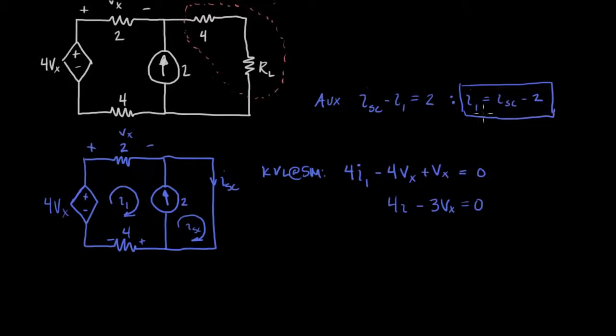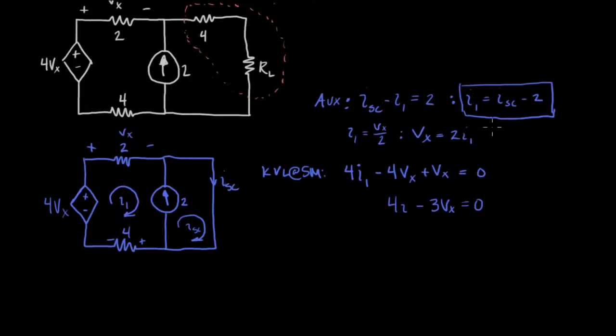Okay, and then the other auxiliary equation that we have is right here. We have another way of speaking of I1, right? It's Vx over 2. So I1 equals Vx over 2, or Vx equals 2I1. Okay, so we can use these interchangeably.